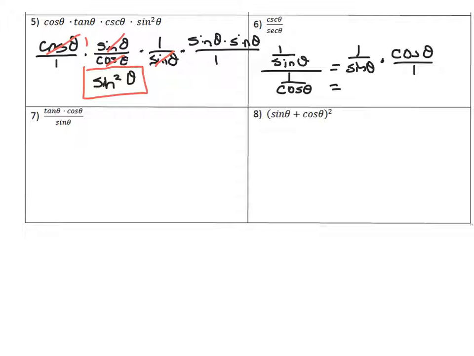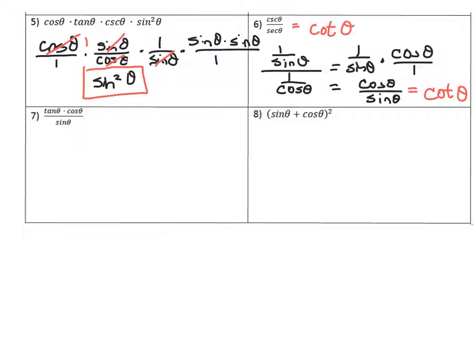Now multiplying the numerators, I get cosine of theta in the numerator. Denominator, sine of theta. Do we all recognize that that's just equal to cotangent of theta? So this quotient simplifies to the function cotangent of theta.